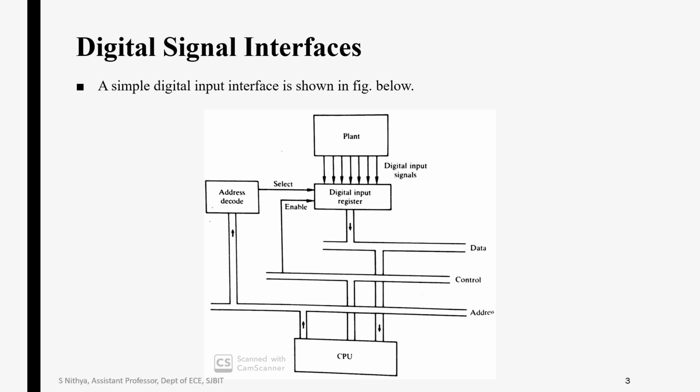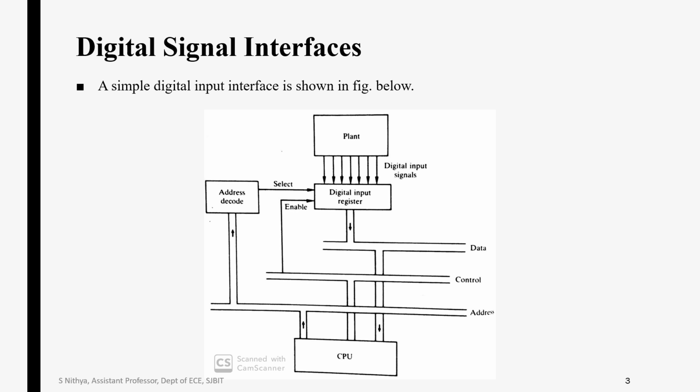This is the simple diagram of the input interface of the digital signal. It is assumed that the plant outputs are logic signals which appear on lines connected to the digital input register. Then one word at a time is transferred to the computer, and the logic levels on the input lines will typically be 0 and +5 volts.